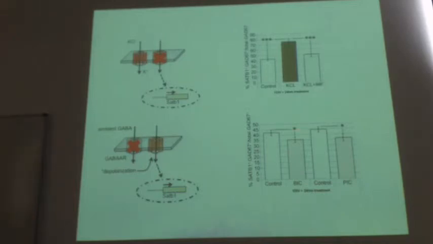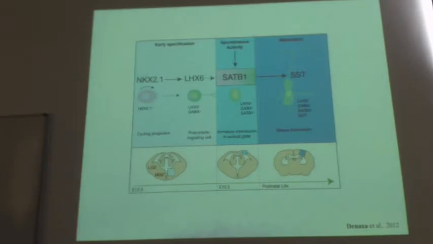So overall, what we are suggesting is that LHX6, together with spontaneous activity, is very important for the induction of SATB1 in cells which are already located in the cortex, and the expression of SATB1 is important to induce a maturation program for both subtypes of MGE interneurons, but in addition is very important for the differentiation of the somatostatin interneurons.